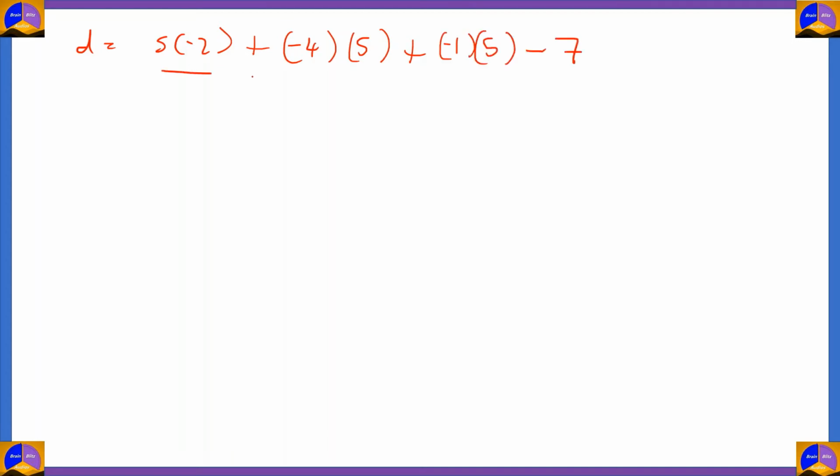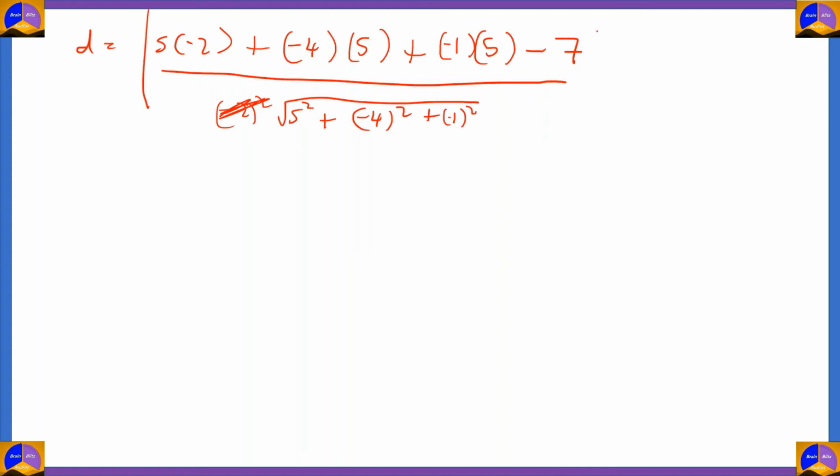So now let's put in the values here. So d will be equal to 5 into minus 2 plus minus 4 into 5 plus minus 1 into 5 minus 7, whole divided by, A is 5, so 5 square plus minus 4 the whole square plus minus 1 the whole square under root. And then everything under a modulus. 5 into minus 2 is minus 10. 5 into minus 4 is minus 20. Minus 1 into 5 is minus 5. And then there's a minus 7.